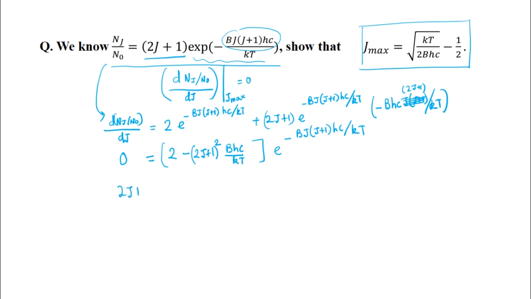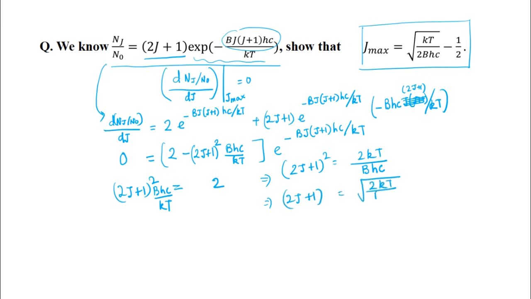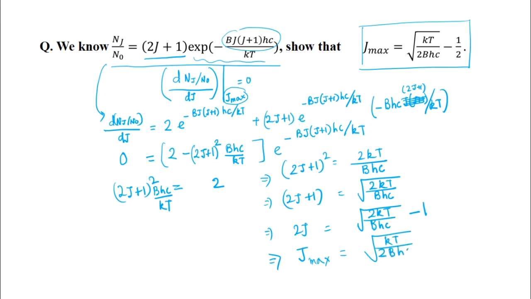So, we can write (2J plus 1) squared times B hc by kT equals 2, or (2J plus 1) squared equals 2kT by B hc, or 2J plus 1 equals root over 2kT by B hc, or 2J equals root over 2kT by B hc minus 1. From this we can get J, and because we are solving this at J equals J max, we can write J max equals root over kT by 2B hc minus half. So, we have come to the expression that we needed to derive.